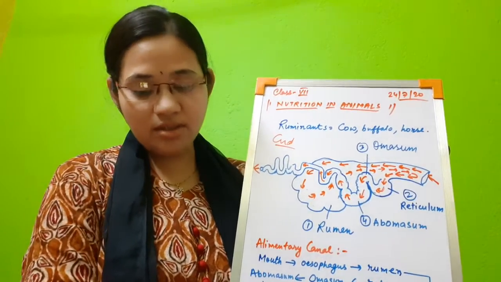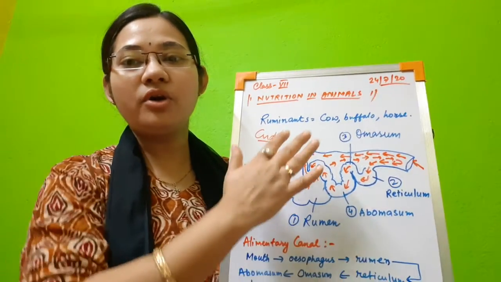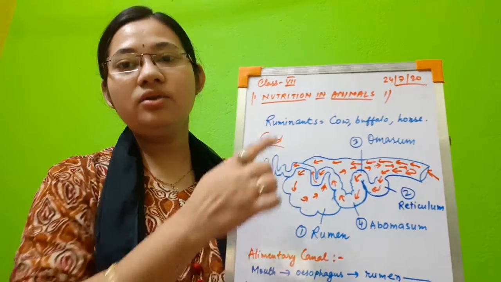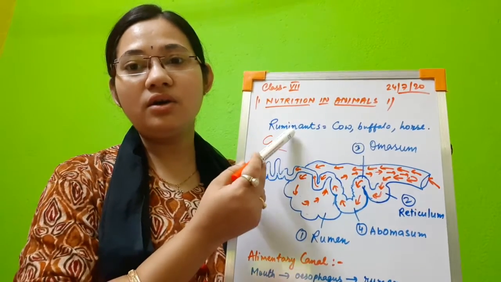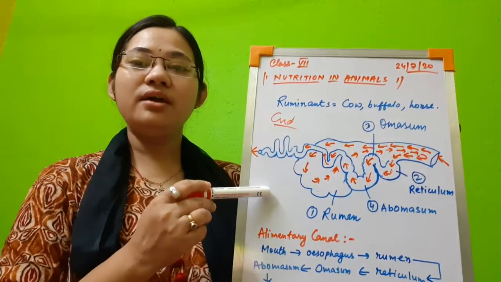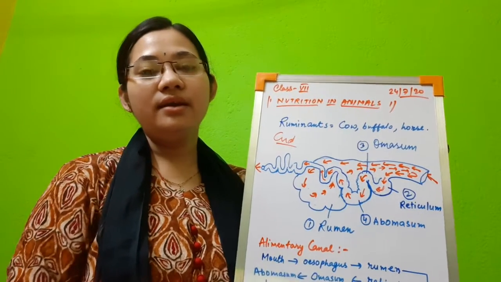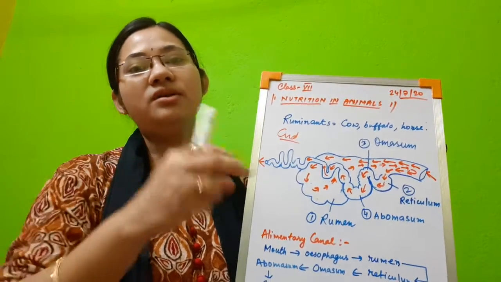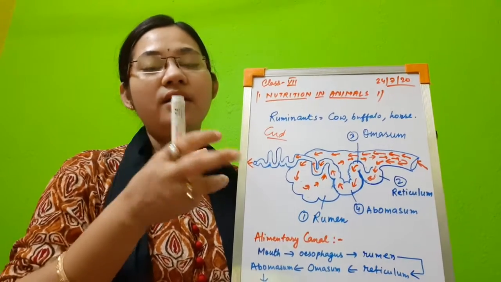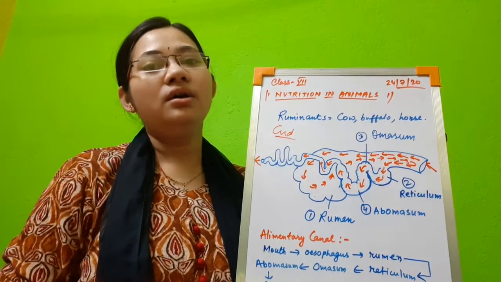Now let us see what is the meaning of chewing cud. The whole process is called ruminating, or rumination process. And those herbivore animals are called ruminants. You have seen that ruminant animals eat a lot of grass. They keep browsing grass throughout the day. So without chewing that grass, they directly swallow the grass.